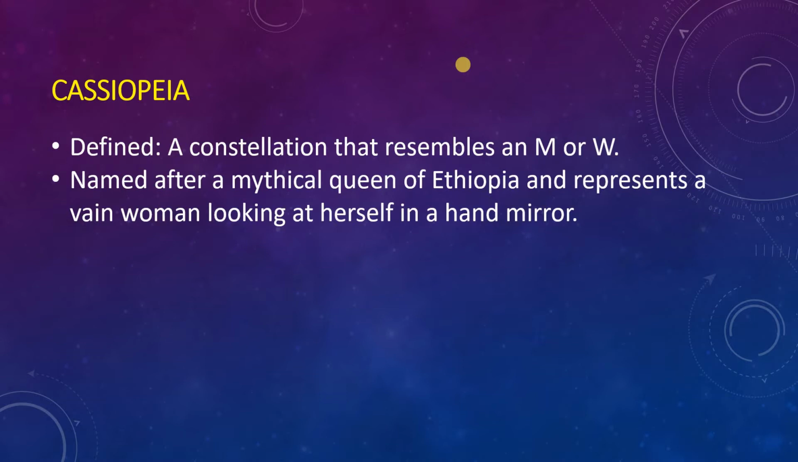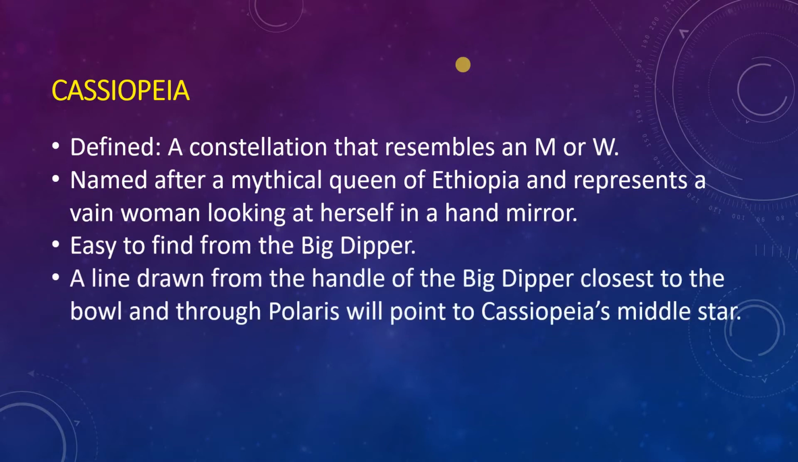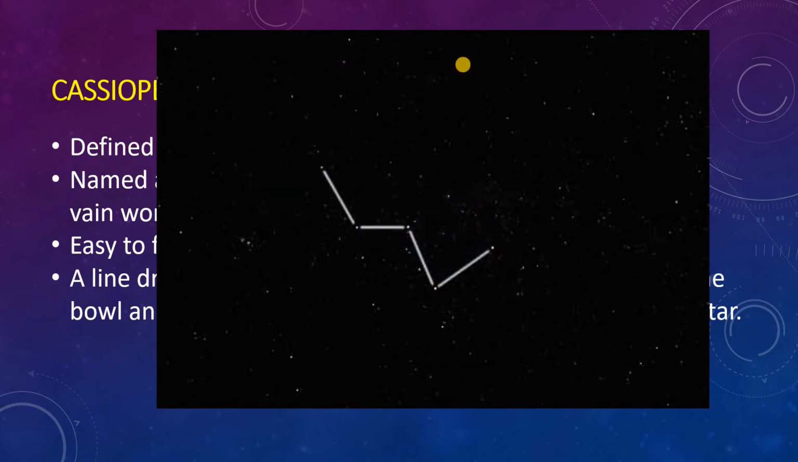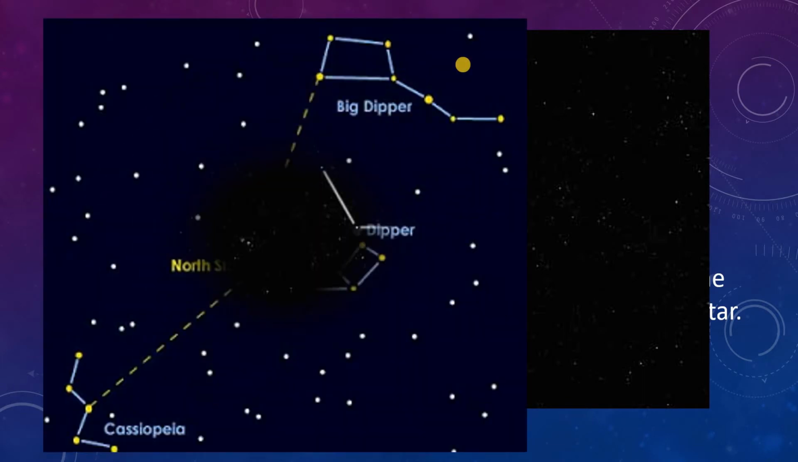Remember, a lot of these have to do with stories, and so this is easy to find from the Big Dipper. A line drawn from the handle of the Big Dipper, closest to the bowl, and through Polaris will point to Cassiopeia's middle star. So here's a picture. We see Cassiopeia there. I connect the dots for you. Here's a picture that might be helpful.